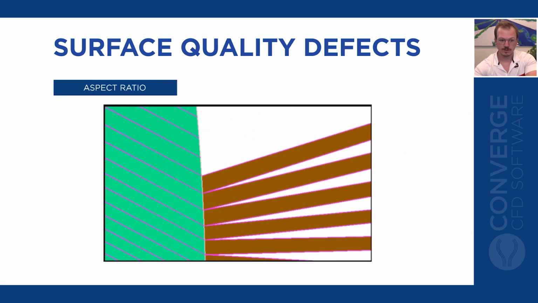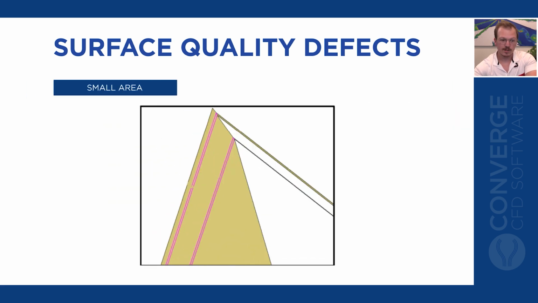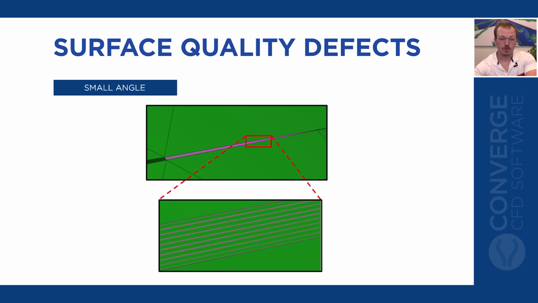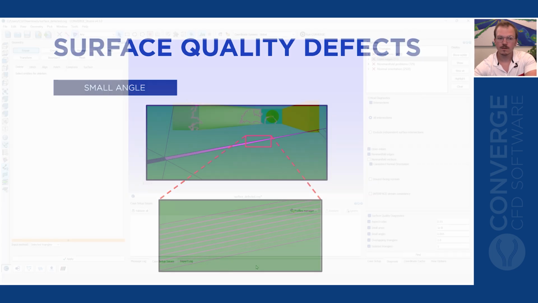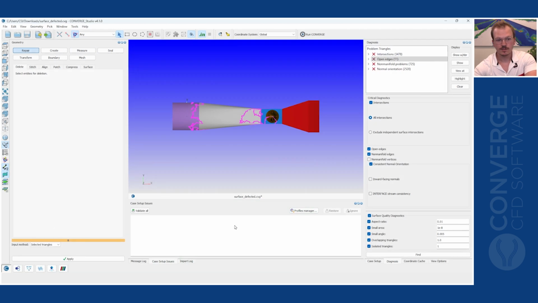Aspect ratio refers to the triangles with a poor aspect ratio. Small area corresponds to triangles whose area is smaller than the user-specified value. And similarly, a small angle corresponds to triangles that contain at least one angle less than the user-specified tolerance. Moving back to the fatal defects, we can repair all these defects we have discussed using many geometry manipulation tools available in CONVERGE Studio.